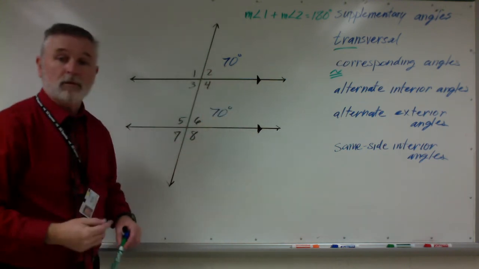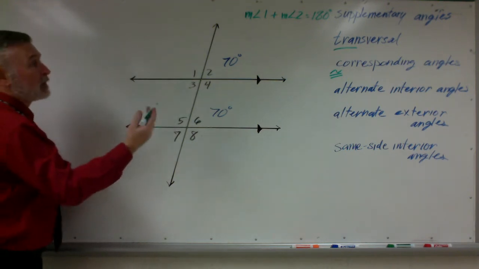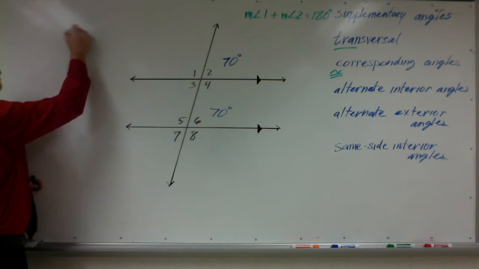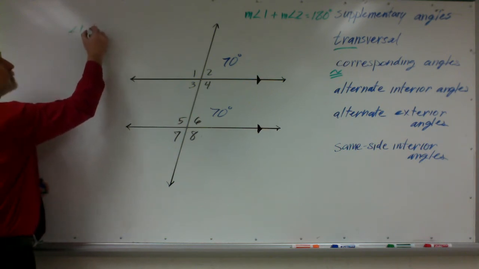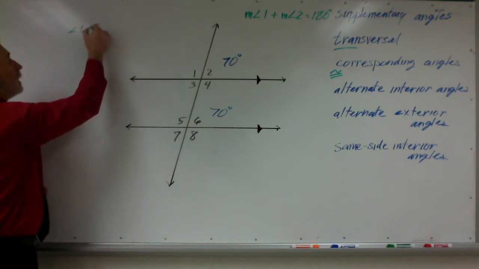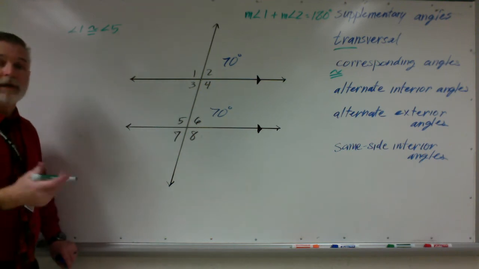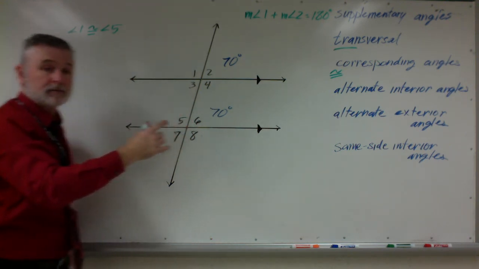Here we go. So if I wanted to list all my corresponding angles, it would be angle 1 and angle 5. And what do I know about them? They are congruent because they are corresponding angles.